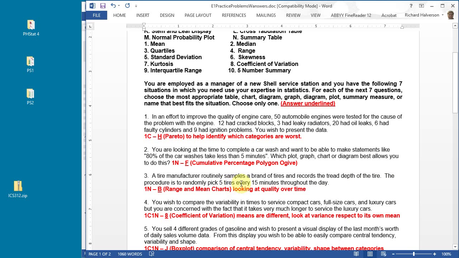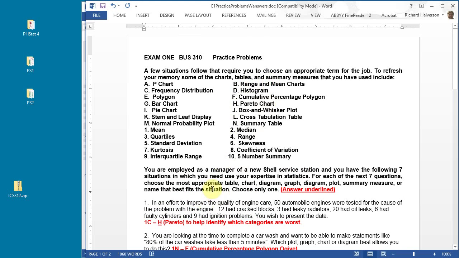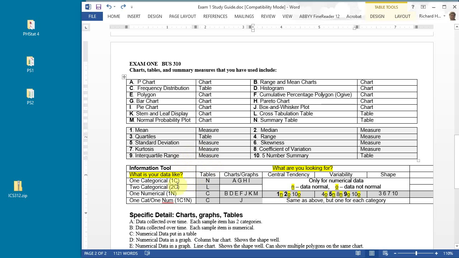He randomly picks 5 tires every 15 minutes throughout the day. So here it's a quality thing and it's a process, and we want to make sure that the process is in control and where it is. And it's actually numerical data. It's not pass or fail. We're actually measuring tread depth. So that narrows it down pretty much. One numerical, it's going to be a range and means chart, which you can confirm back here, which would be this one here, range and means charts.